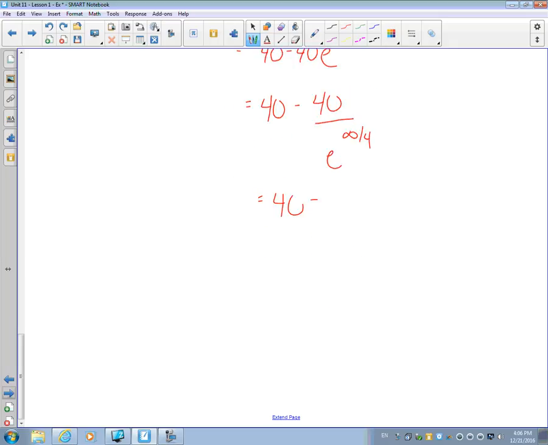We're going to get 40 minus 40 over a really, really giant number now. And what's 40 divided by a really, really giant number? A really, really small number. So basically, we get 40. That's our end behavior. Our horizontal asymptote would be y equals 40. Okay, that's the speed we approach.